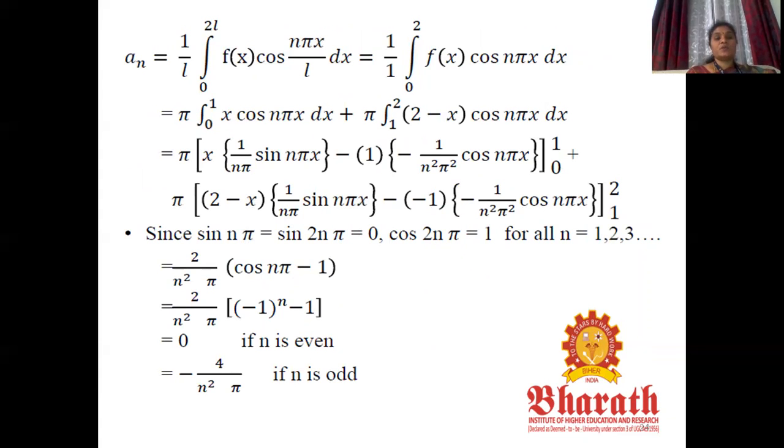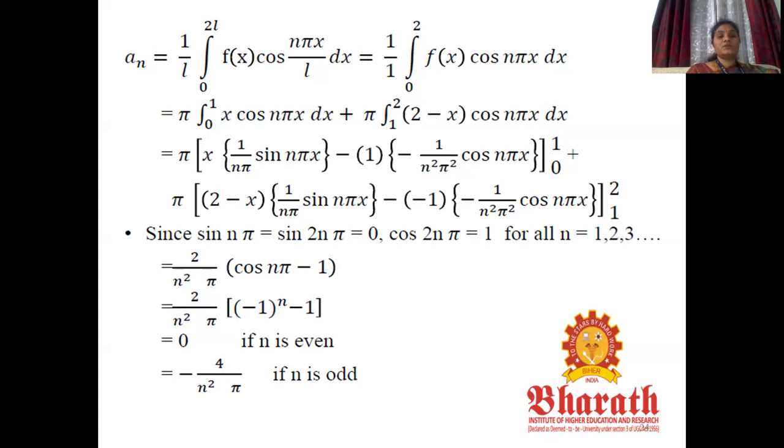Next is an. The formula is an = 1/L ∫ from 0 to 2L f(x) cos nπx/L dx, which is equal to 1/1 ∫ from 0 to 2 f(x) cos nπx dx. Again we are substituting the given functions, πx and π(2 − x). In the limit 0 to 1 we substitute πx, so it is ∫ x cos nπx dx, plus π ∫ from 1 to 2 of (2 − x) cos nπx dx. Now, in the first integral, we can see that you have two functions, x and cos nπx.